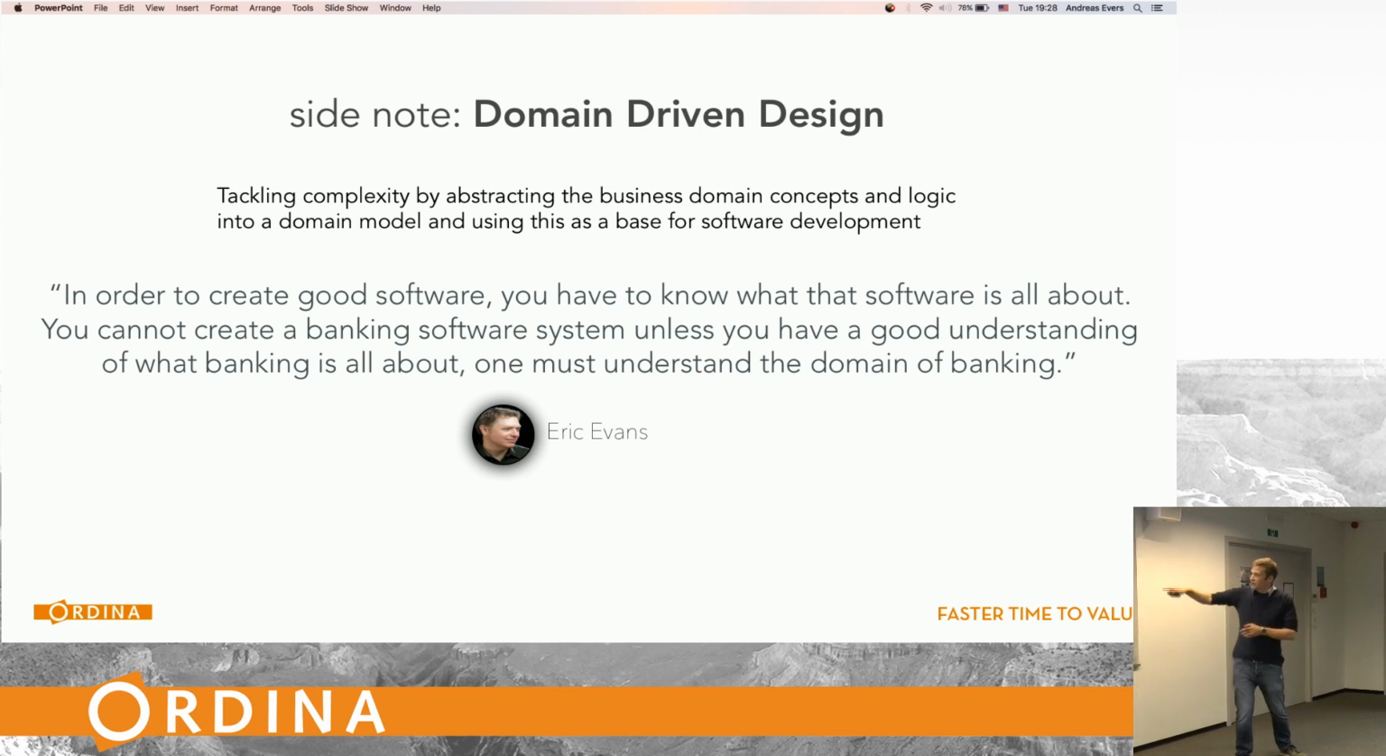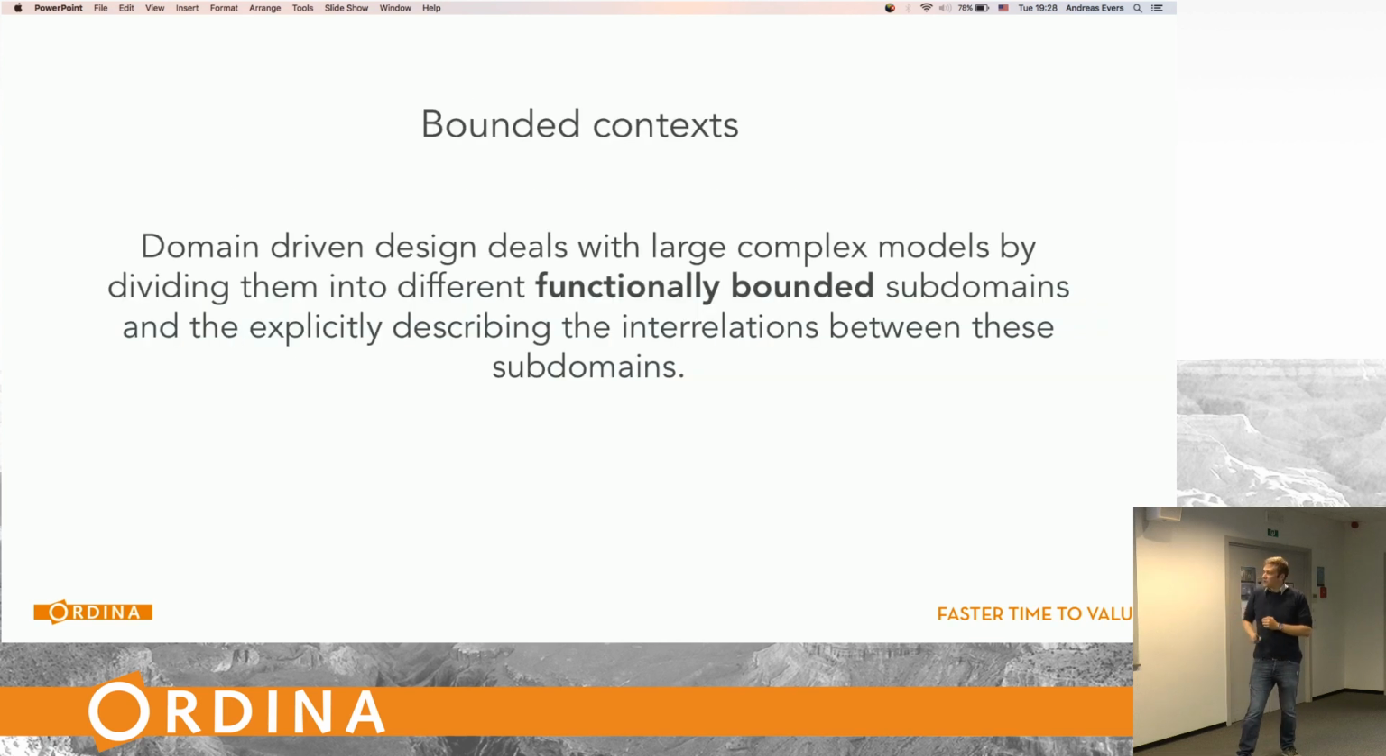And then what you can do with this in domain-driven design is go towards bounded context, which is also a term from DDD. Domain-driven design deals with large, complex models, like the banking system, by dividing them into different functionally bounded subdomains, so functional composition and decomposition, and the explicitly defined interrelationship between these subdomains. Those are bounded contexts. Okay, so that's a nice definition, but what do we do with this? And how do we apply this to our shared domain model?